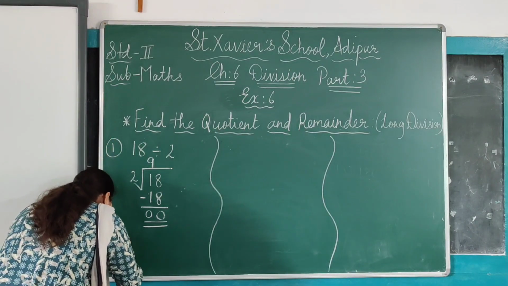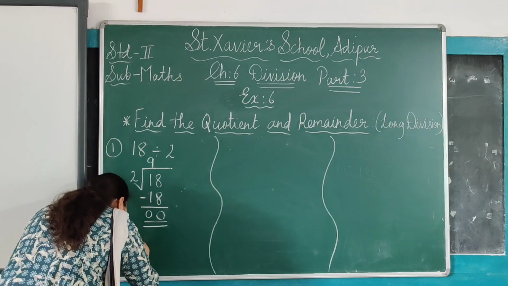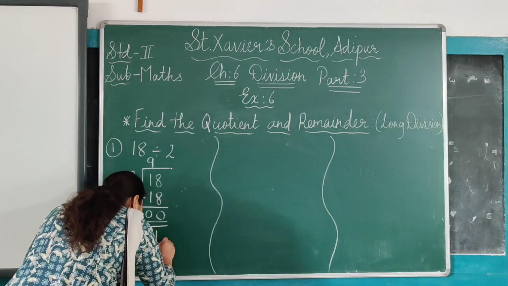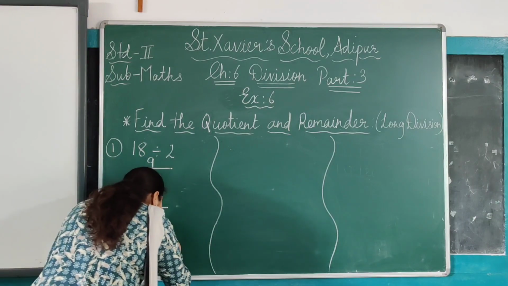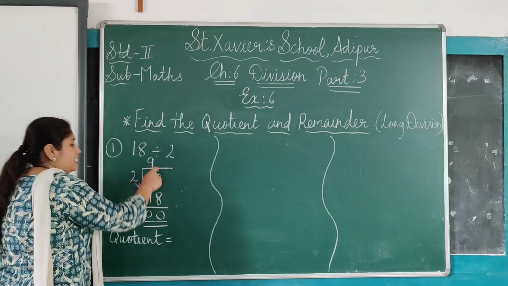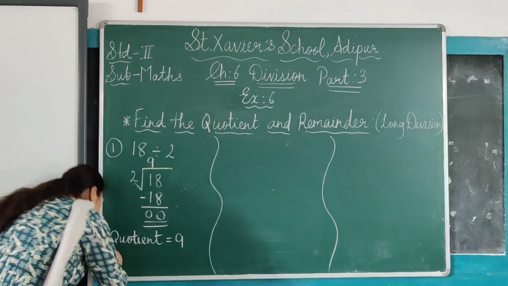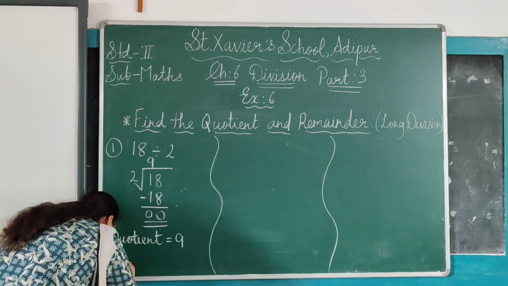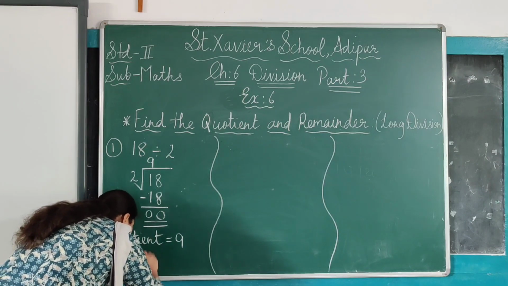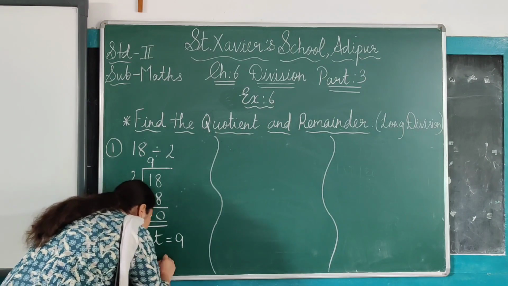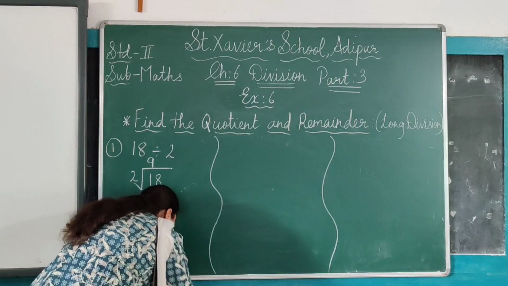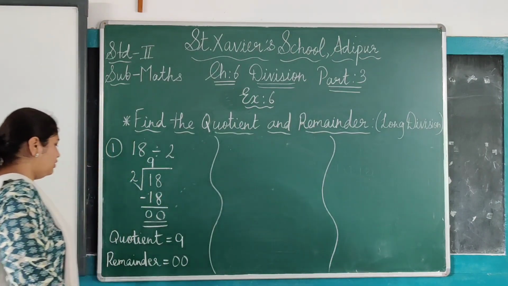So the quotient is... what is the quotient? 9. Right? Quotient क्या है हमारा? 9. And remainder. Right? Remainder हमारा क्या है? 0. Okay, double 0 or 0. You can write down in both the way.